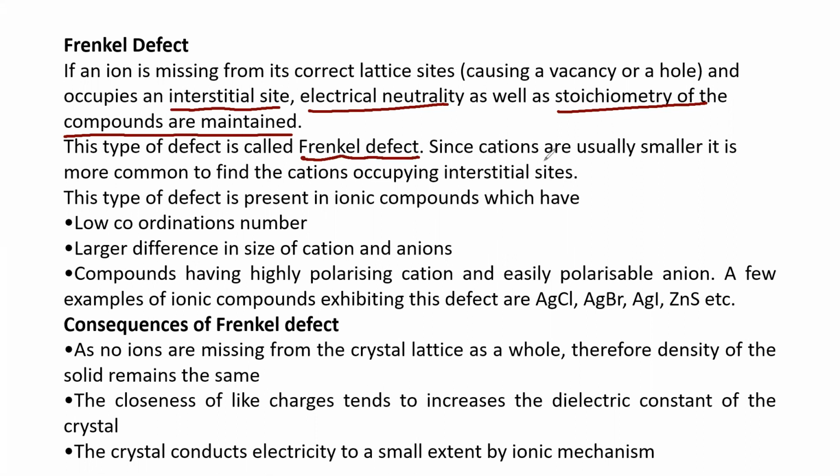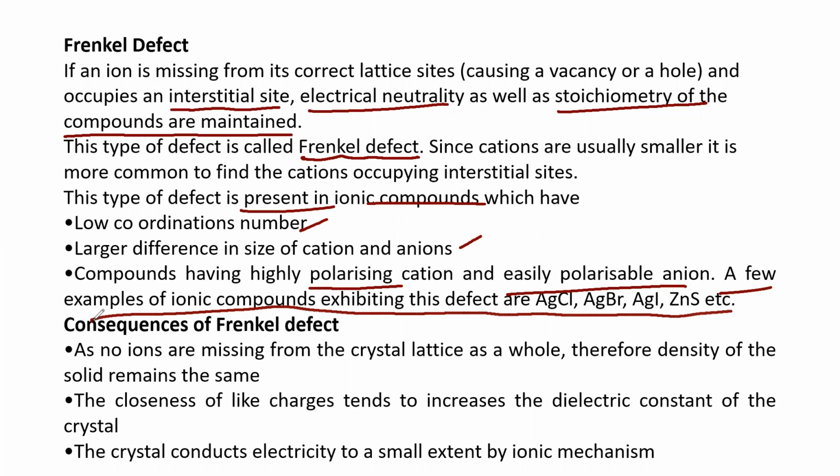Since cations are usually smaller, it's much more common to find the cations occupying interstitial sites. It means the cations will leave their site and occupy the interstitial site. This type of defect is present in ionic compounds which have low coordination numbers, a larger difference in size of cations and anions, and compounds having highly polarizing cation and easily polarizable anion. A few examples of ionic compounds exhibiting these defects are silver chloride, silver bromide, silver iodide, zinc sulfide, etc.